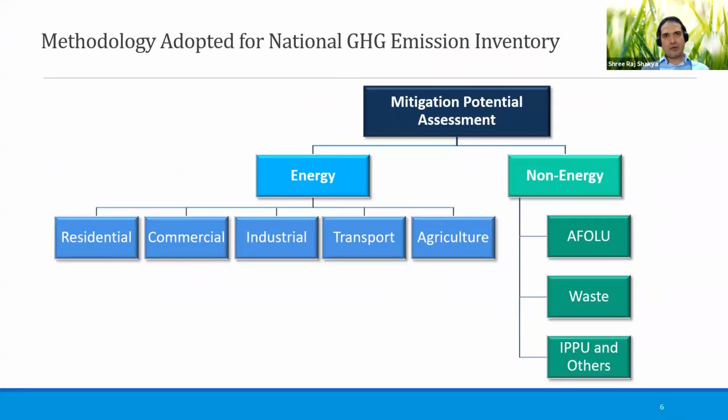While talking about the net zero emission strategy development, this strategy has been developed based on the IPCC guideline for estimating GHG inventory. Various GHG mitigation potentials have been assessed considering different energy and non-energy sectors. Under the energy sectors, residential, commercial, industrial, transport, and agriculture sectors were considered, whereas under the non-energy sectors, agriculture, forestry and land use, waste, IPPU, and other sectors were considered.